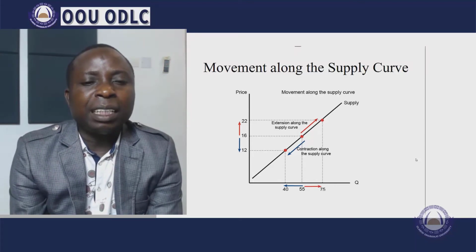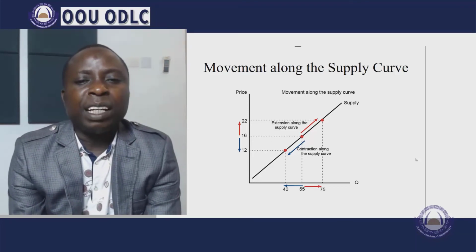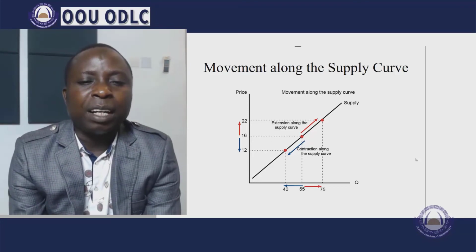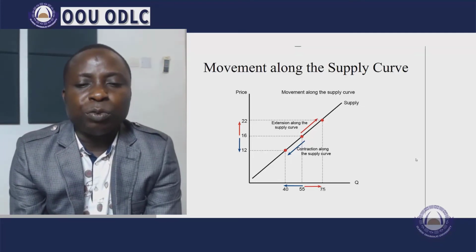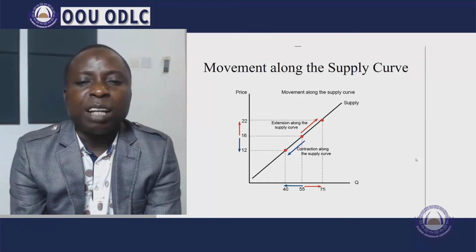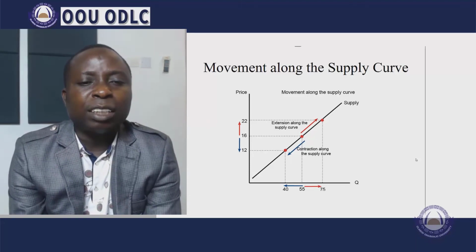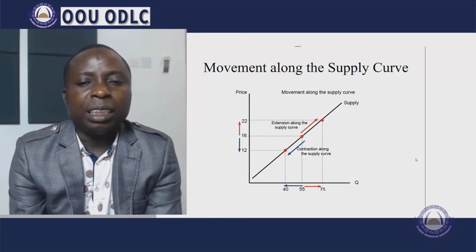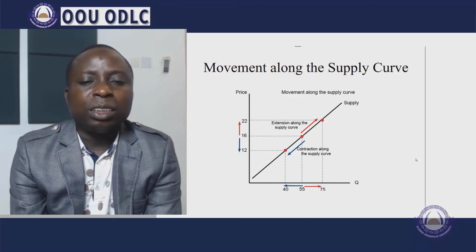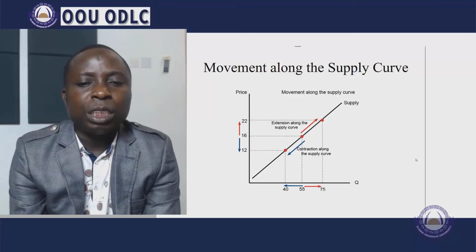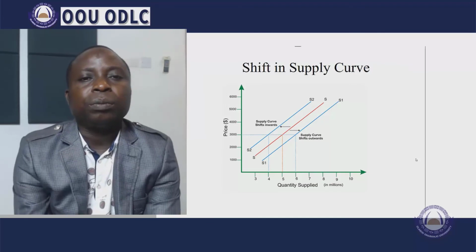If the price increases from 16 naira to 22 naira, we have extension along the supply curve. Then the quantity supplied will increase from 55 units to 75 units. When the price falls from 16 naira to 12 naira, it indicates contraction along the supply curve. And as a result, the quantity supplied will reduce from 55 units to 40 units.